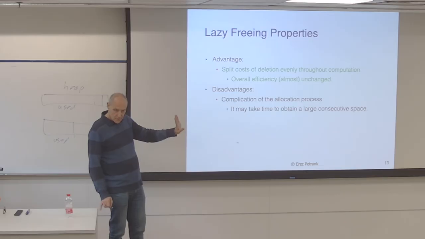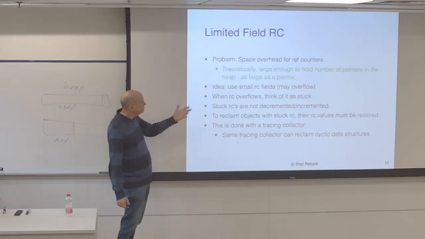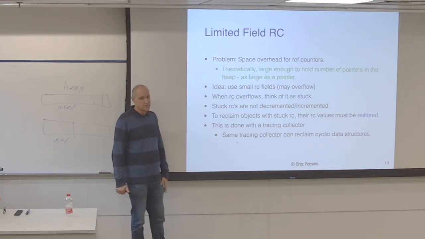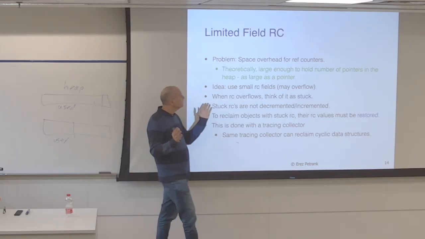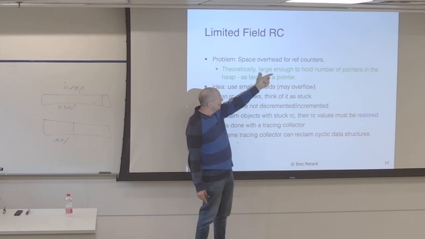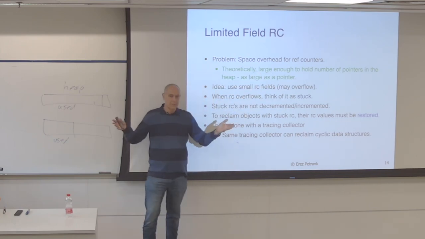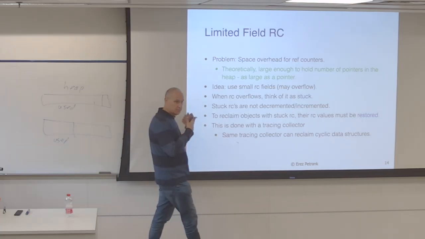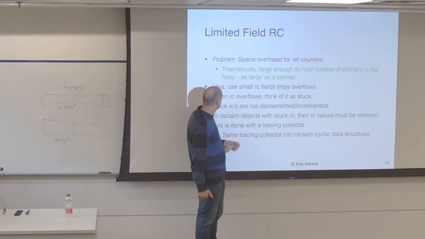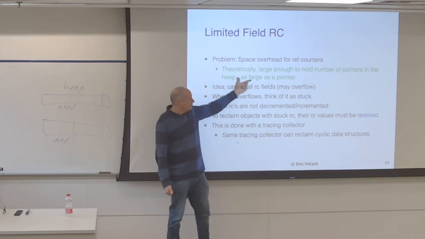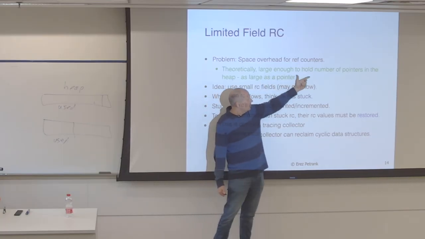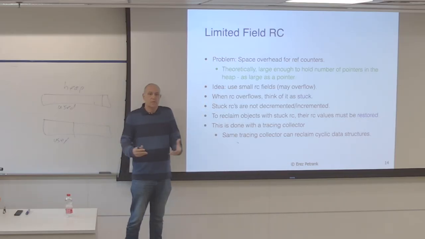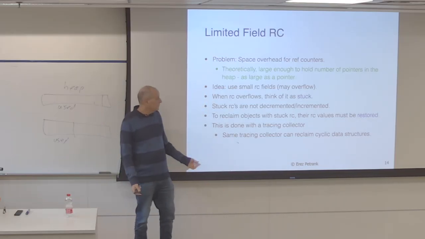If you have questions, let's go to the second one. The second one is very much used today. The problem is that we need a word for each object to maintain the reference count, and we don't want to keep so much space wasted. Theoretically, it should be large enough to hold the number of pointers in the heap, so it has to be the size of a pointer.